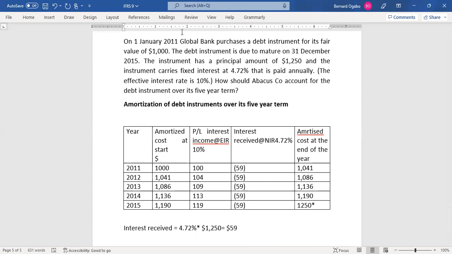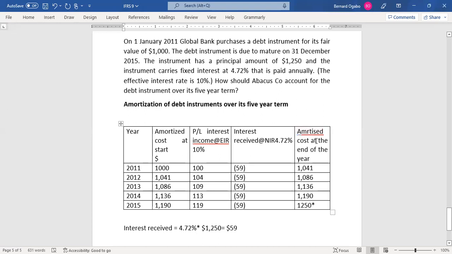So for year one, what do we do? We bring forward the fair value or the amortized amount at the beginning of the year. I add interest at 10%. I subtract the interest receivable at nominal interest rate. I have 1,041.